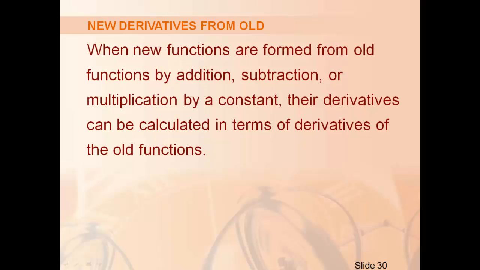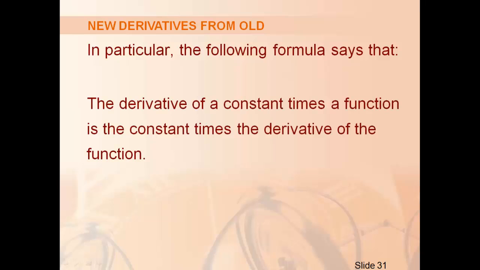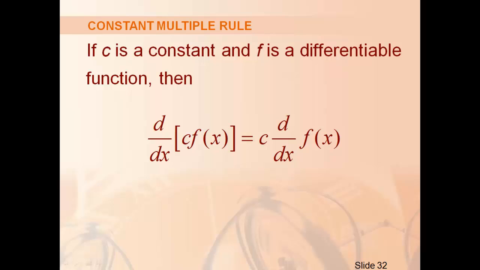When new functions are formed from old functions by addition, subtraction, or multiplication by a constant, their derivative can be calculated in terms of derivatives of the old functions. In particular, the following formula says that the derivative of a constant times a function is the constant times the derivative of the function. So you can take the constant outside the derivative, go ahead and find your derivative, and then multiply by the constant.